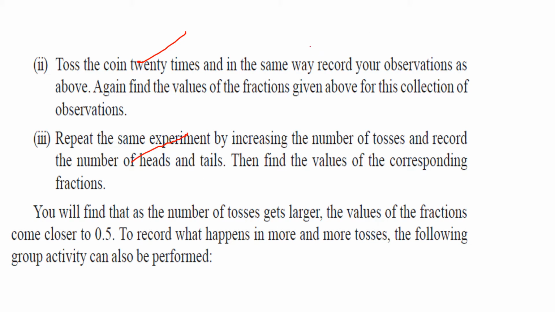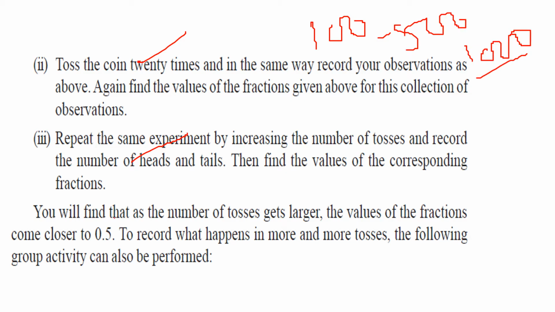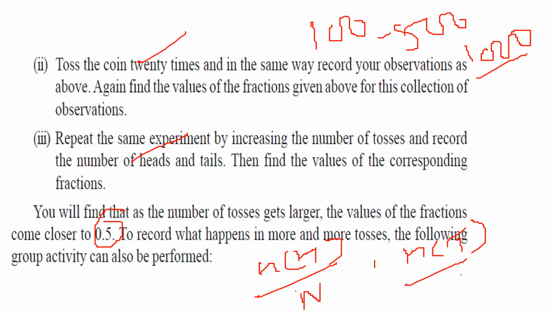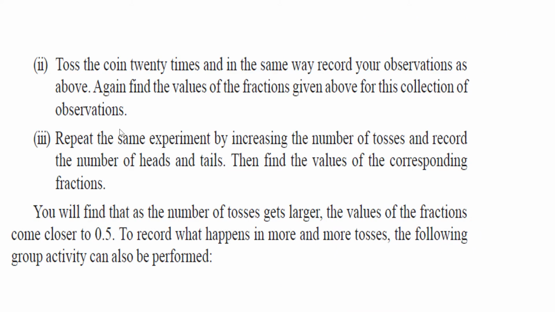If you toss a coin say 100 or 500 or 1000 times, you see that the head probability, which is the number of times the head has come divided by the total number of times the coin was tossed, and the tail probability, the number of times the tail has come divided by the total number of times the coin was tossed, will approach 0.5. They will approach 0.5.